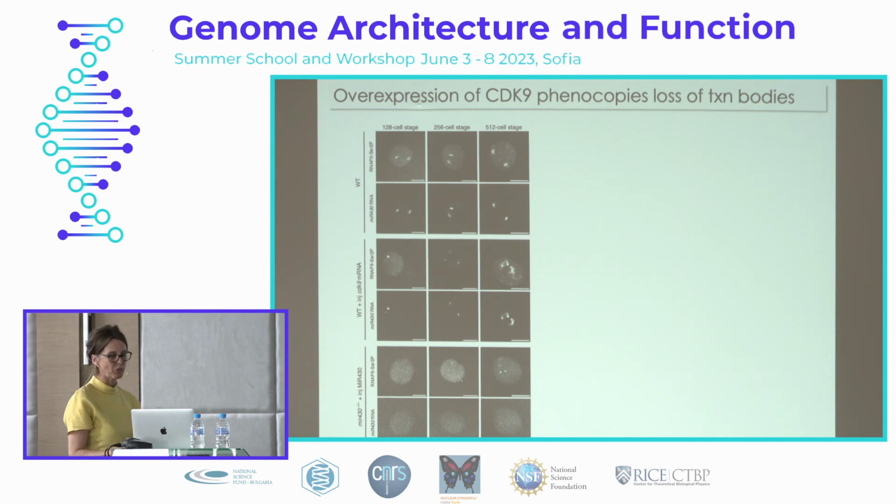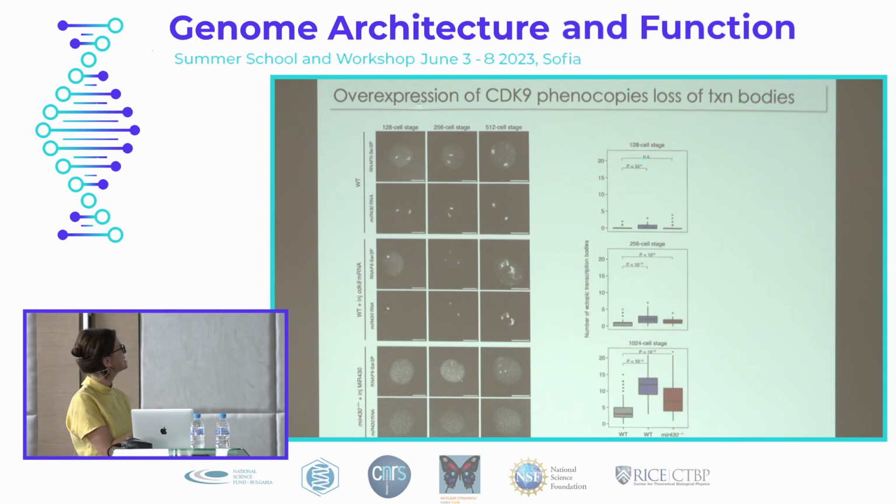In fact, when we quantify this effect, so here you can see the 3 different stages comparing the ectopic transcription bodies that have elongation in wild type, wild type injected with CDK9 and the mutant, you can see that the effect of injecting CDK9 is almost stronger than what we see in the mutant embryo.